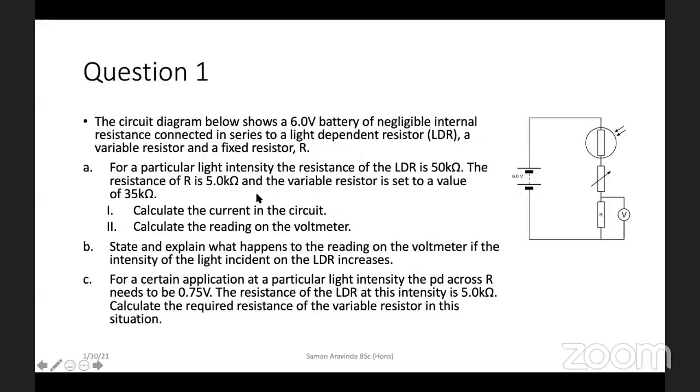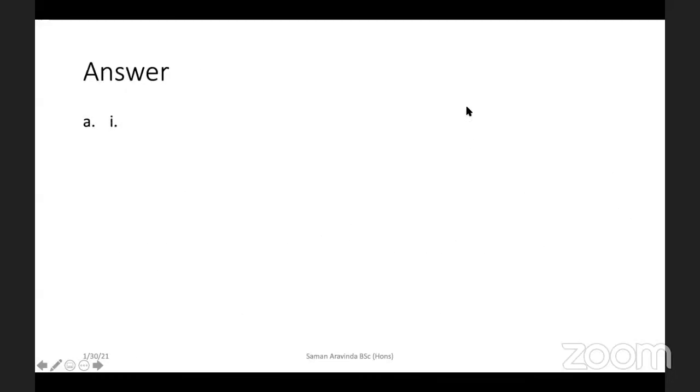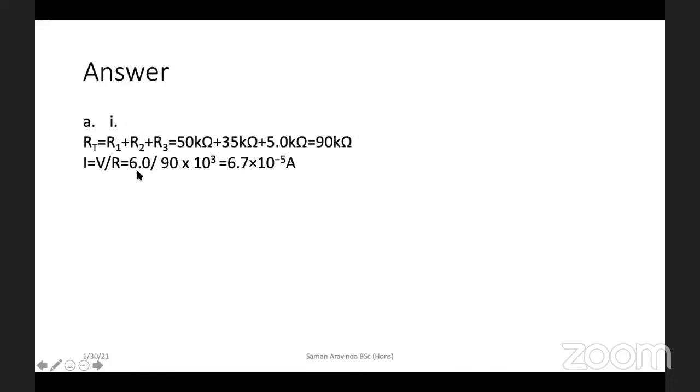The first part is fine, right? So calculating the current. First the total resistance is found. What is the total resistance? 50 and 5 and 35, altogether 90 kilo ohms, isn't it? So we can find the current. V equals IR. See if you get this answer. So total current is 6.7 times 10 to the power minus 5 amperes, isn't it?